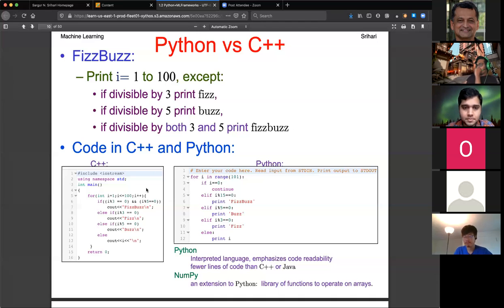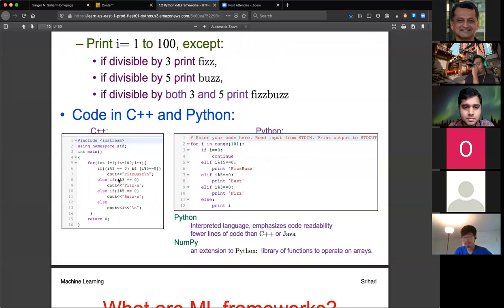The code looks like this in C++. That there is the if else statements, and there is all this code over here. It looks a little bit messy. First it's checking to see if it is divisible by 3 and 5, and then it is fizz buzz. If it is divisible by 3, it's fizz. If it is divisible by 5, it's buzz. So this is the code for fizz buzz.